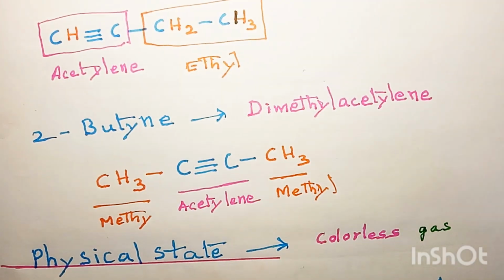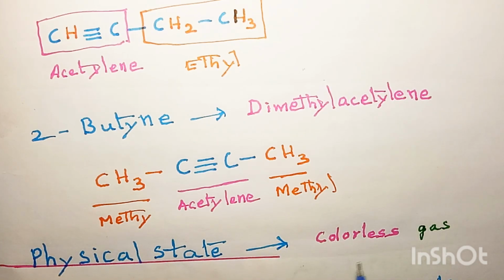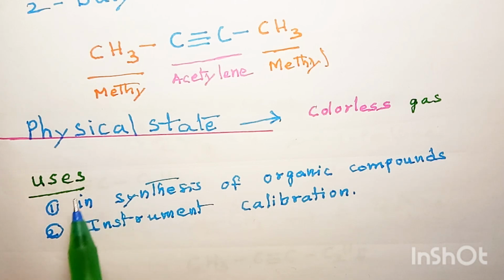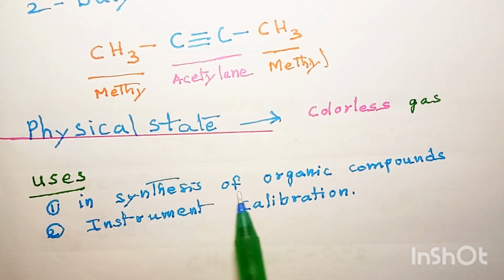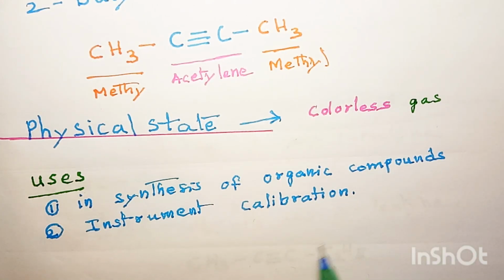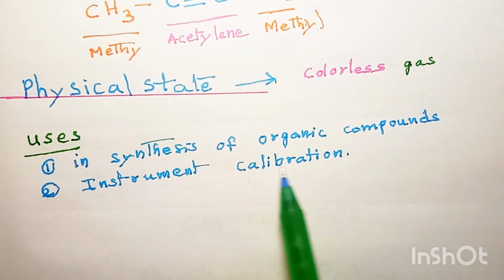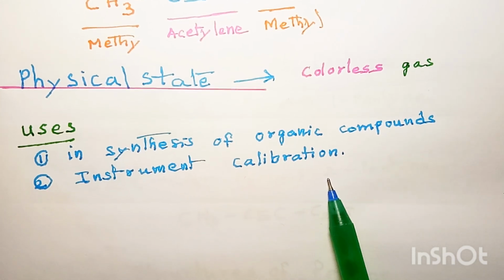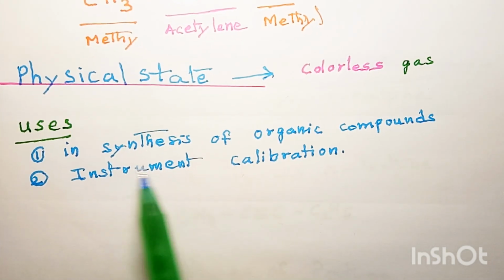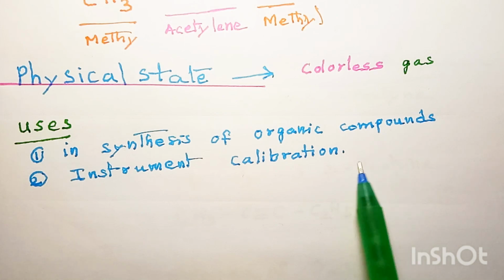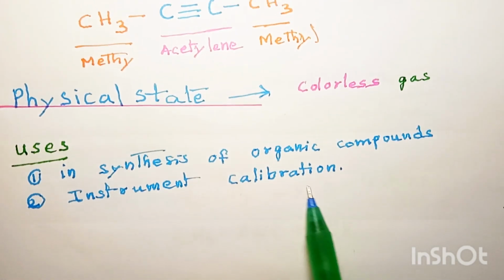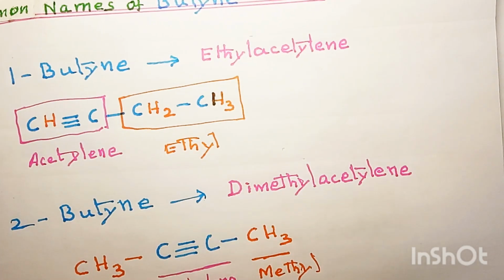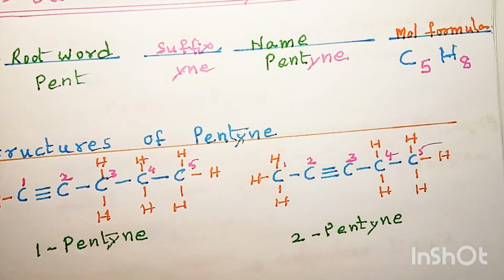Physical state: it is a colorless gas. Uses of butyne: it is used in the synthesis of organic compounds and instrument calibration. So there are mainly two uses for butyne: synthesis of organic compounds and instrument calibration. So we have finished with butyne. Let's see the next.